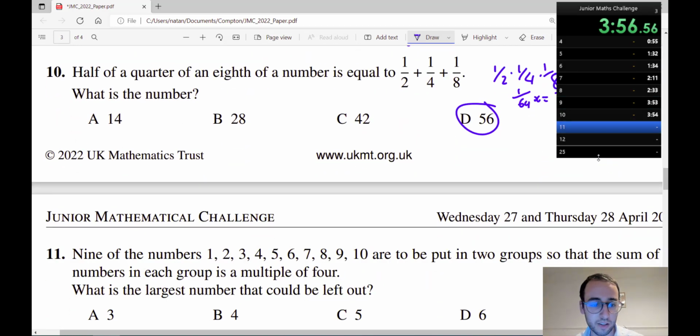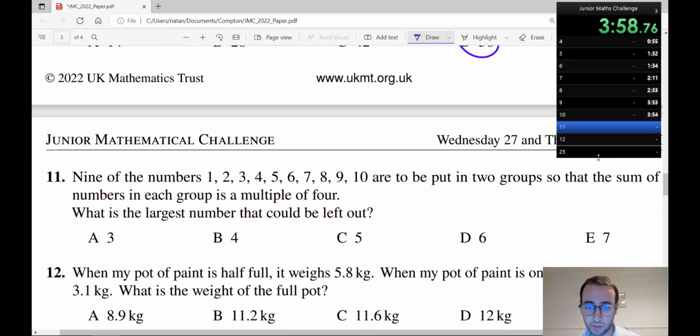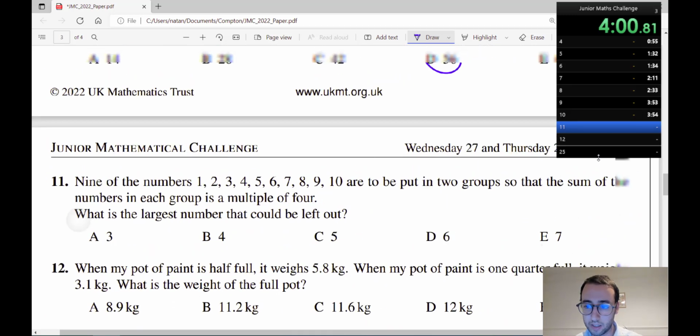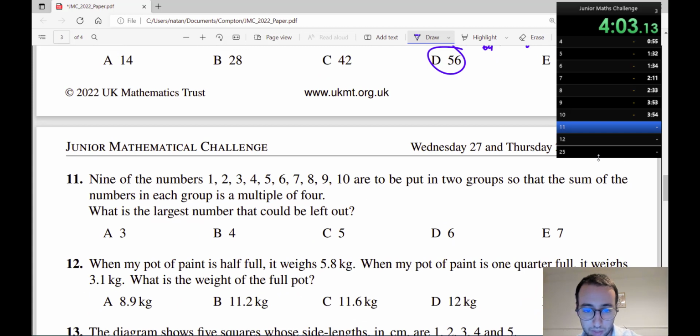Oh, I've just done question 10 as well. Oh, I'm not good at keeping track of the scores or the times. 9 of the numbers, 1 through 5, are to be put in 2 groups, so the sum of the numbers in each group is a multiple of 4. What's the largest number that can be left out?